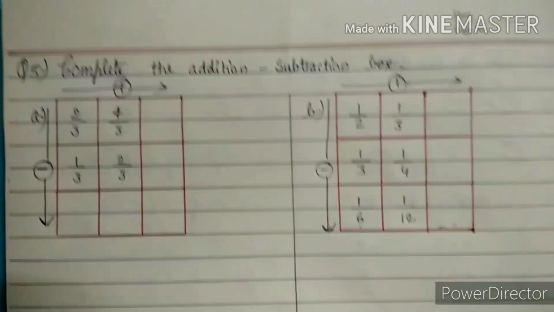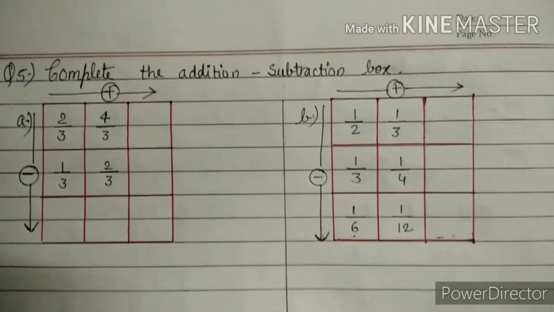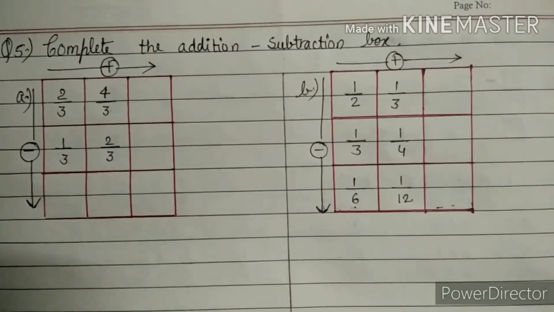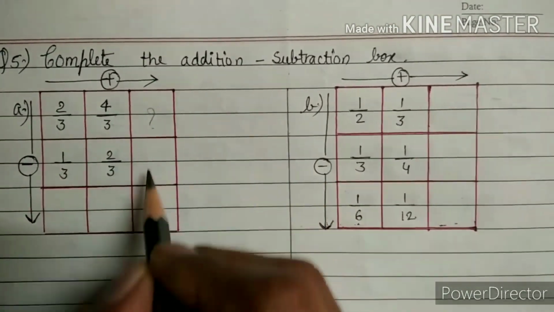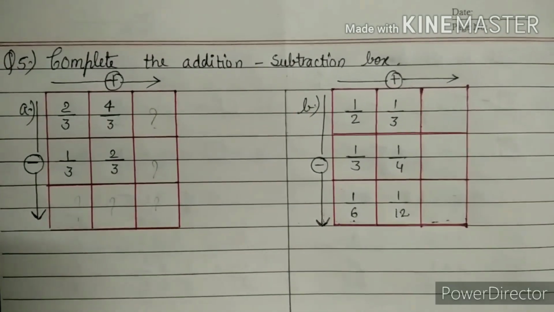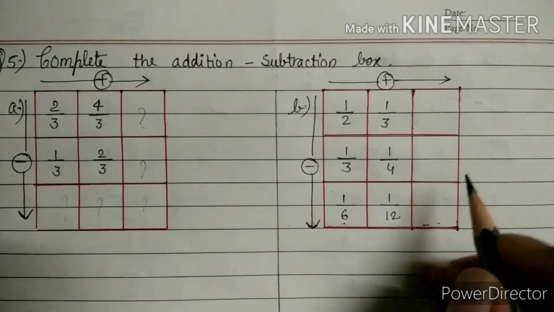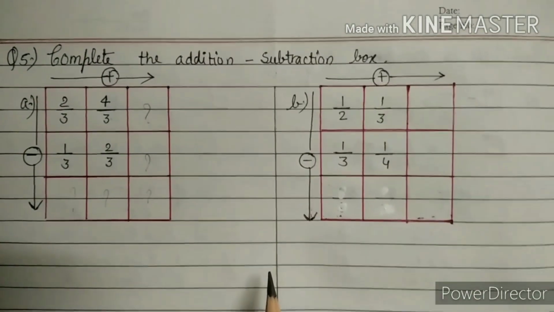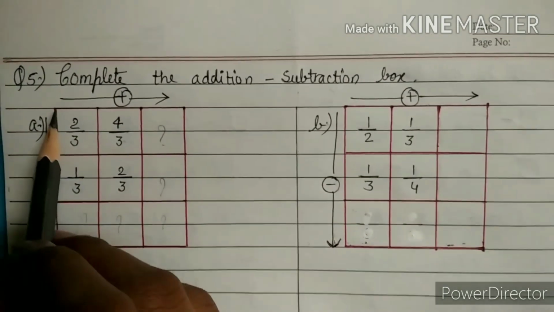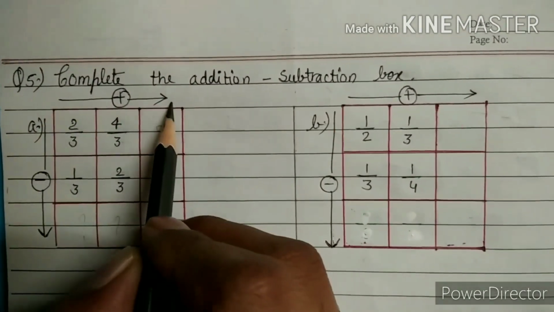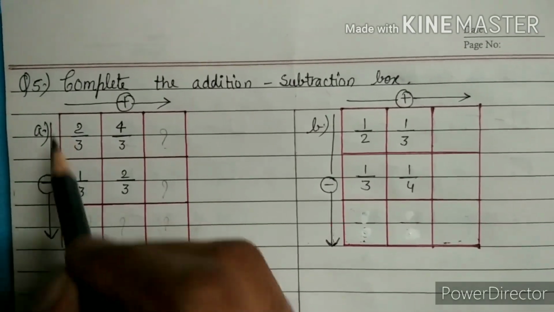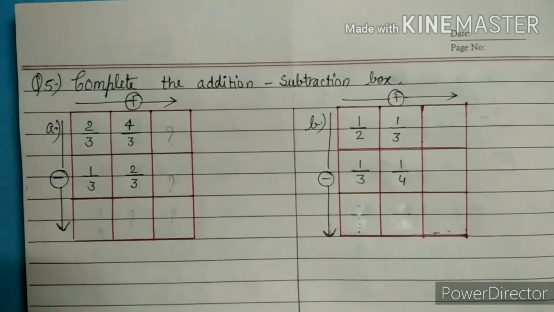Question number 5 is complete the addition and subtraction box. So we have two parts, A and B. You can see we have these 5 boxes as blank, so we have to fill them. Here also we have 5 empty boxes. So we have to fill them. But how do we have to fill them? When we are going from left to right, we have to add. And when we are going from top to down, we have to subtract.